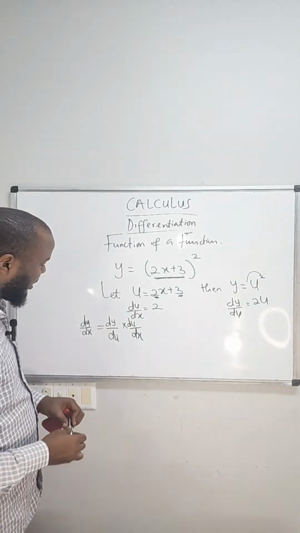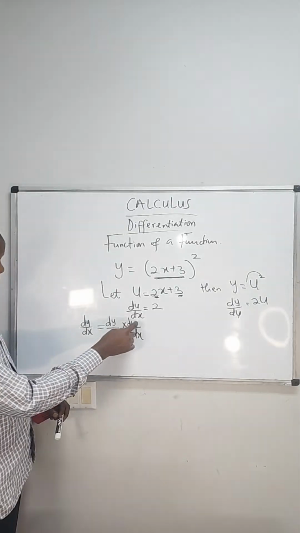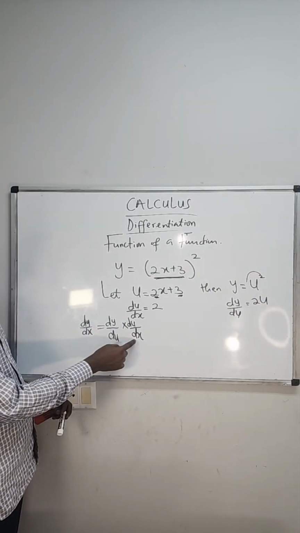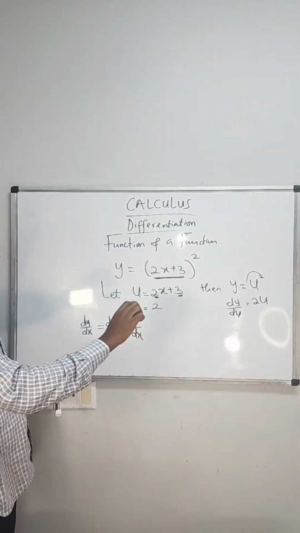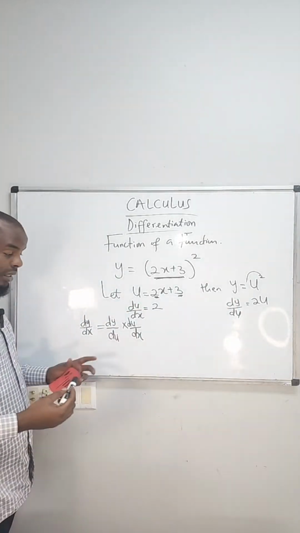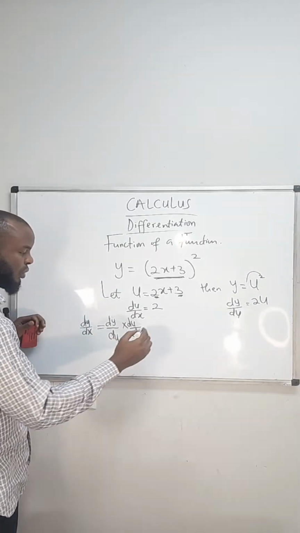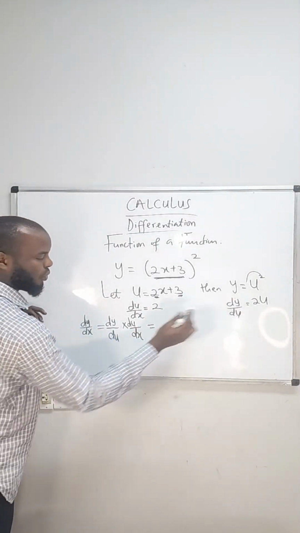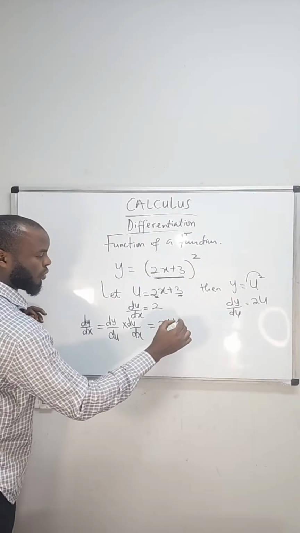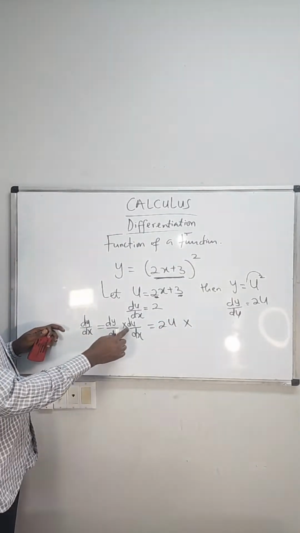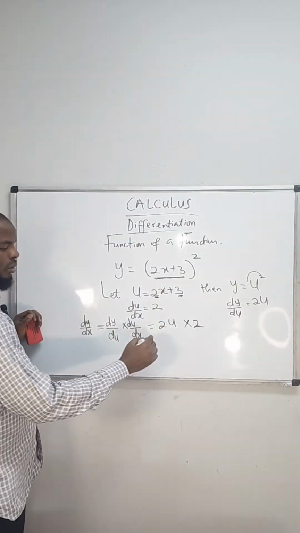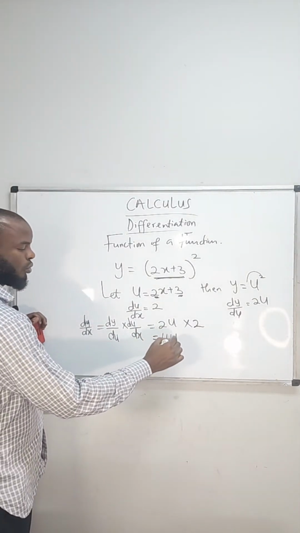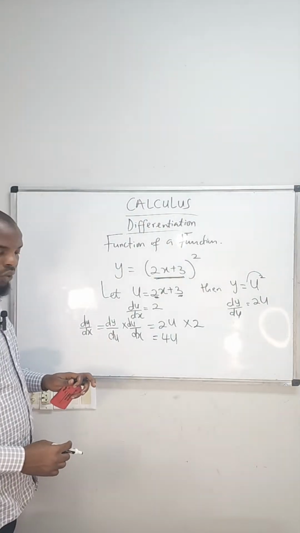Now, have a look at this. If you cancel out du, you still have dy/dx. So you multiply dy/du with what? du/dx. This is the method for function of a function. So your dy/du is 2u times du/dx, which is what? 2. So this is going to be what? 4u. We have 4u.